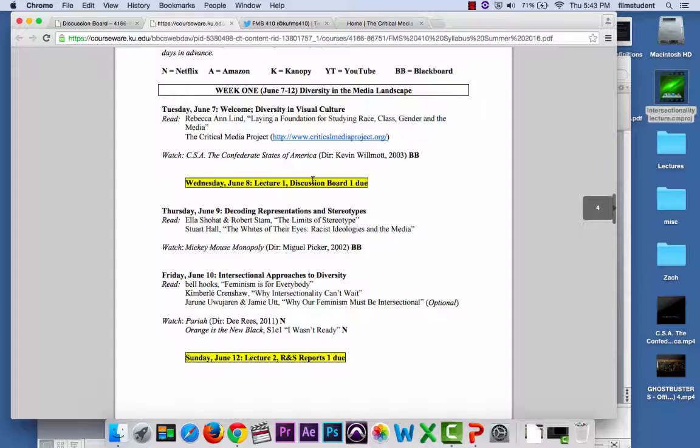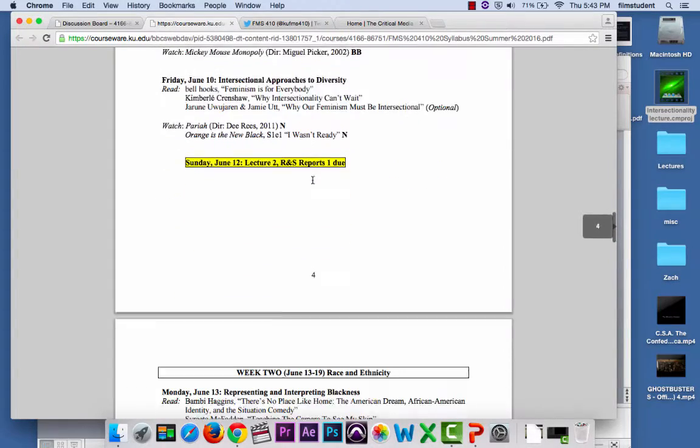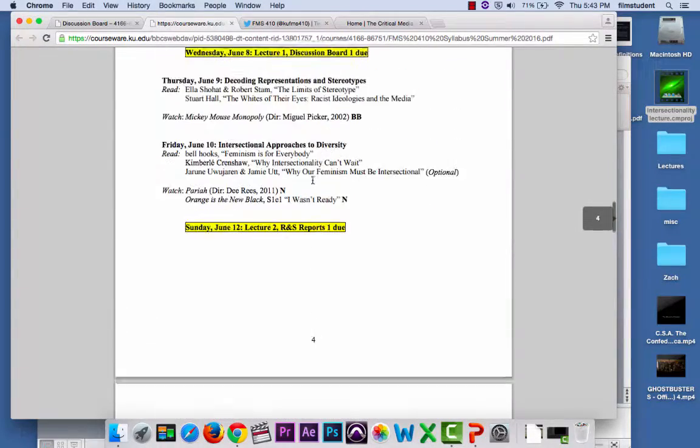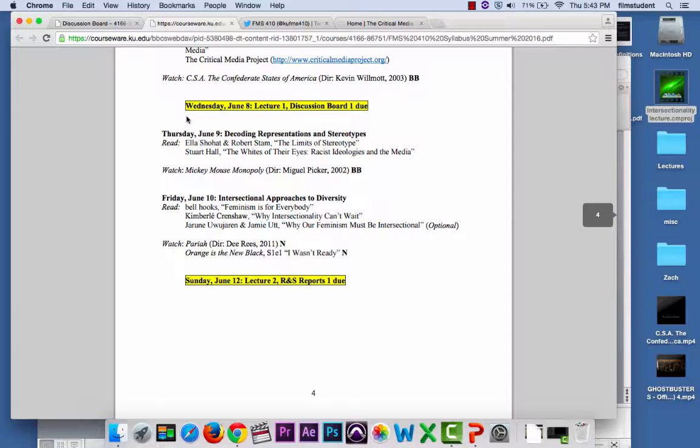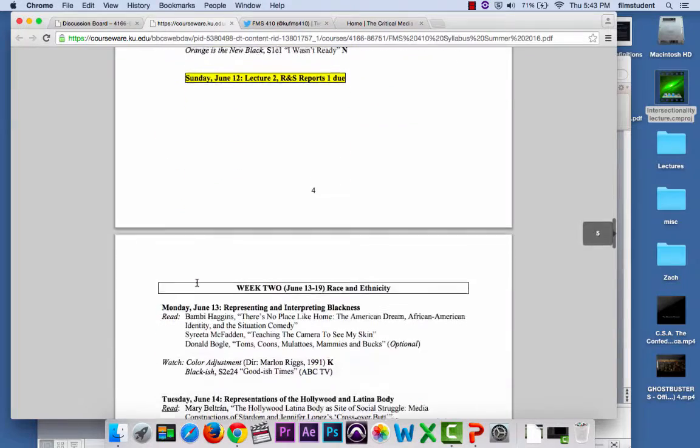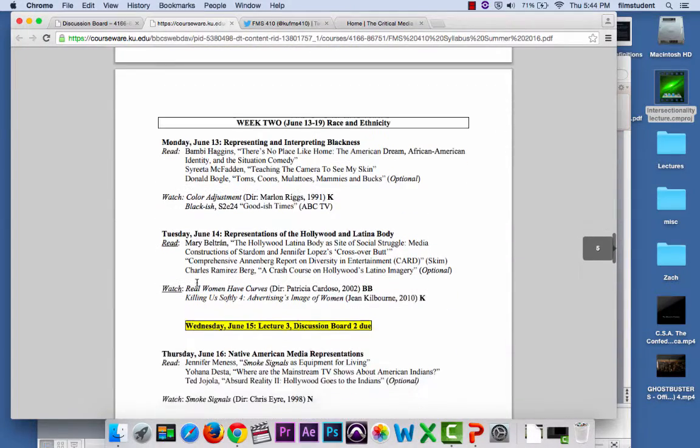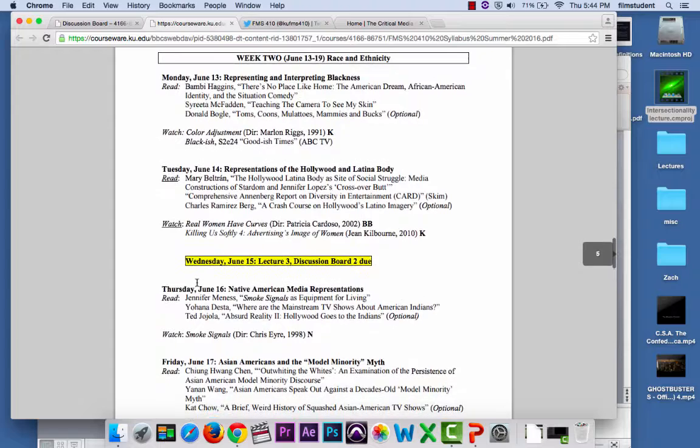But this syllabus really provides a calendar for you to keep up with the readings and the screenings. You'll notice that the yellow is when are the Wednesdays and Sundays in which assignments are due. So keep that in mind, Wednesday and Sunday. Those are the days that your work will be due.